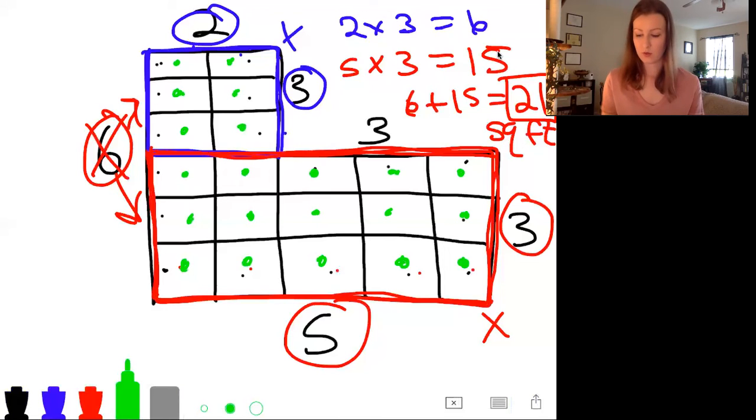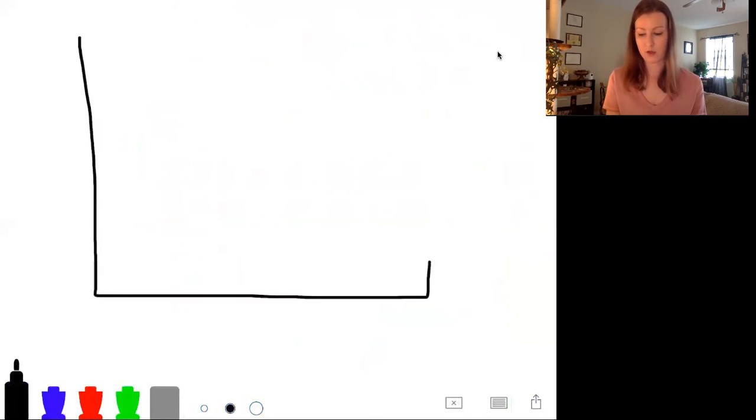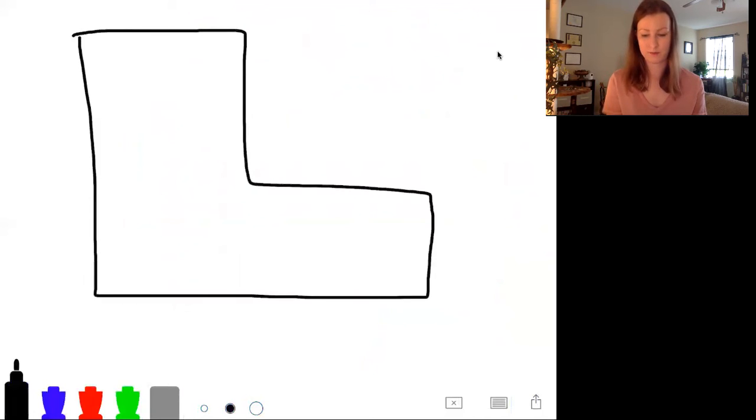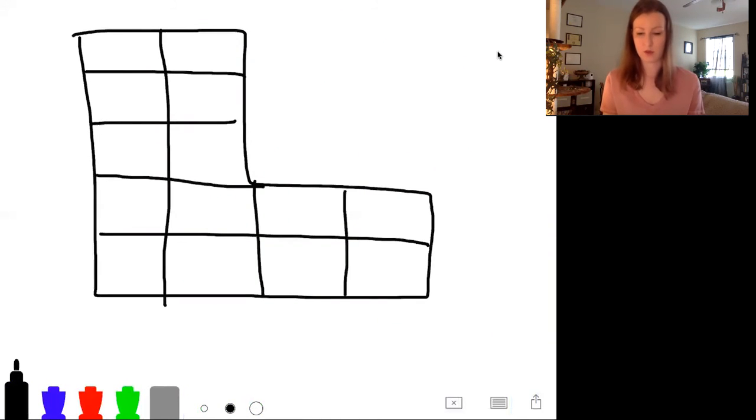Why don't we do one more example, because I know that one can be a little bit confusing. Let's do another L shape, since I think we're getting pretty good at it. Let's not do so many squares this time. Okay, so let's count all of our sides.